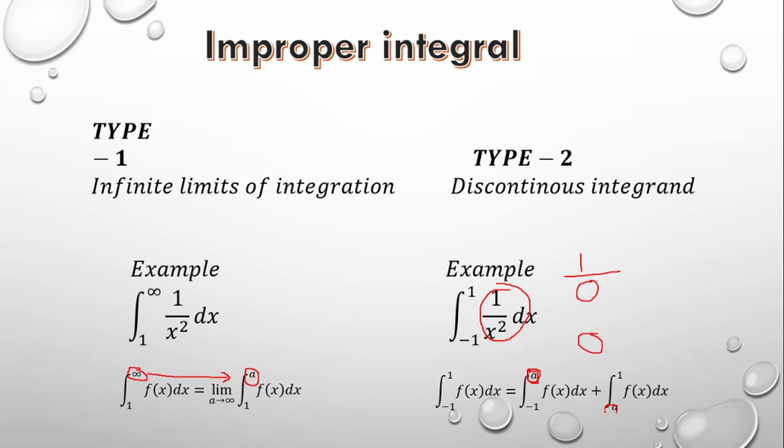This 0 here is because we start from -1 to the point that makes the function what?